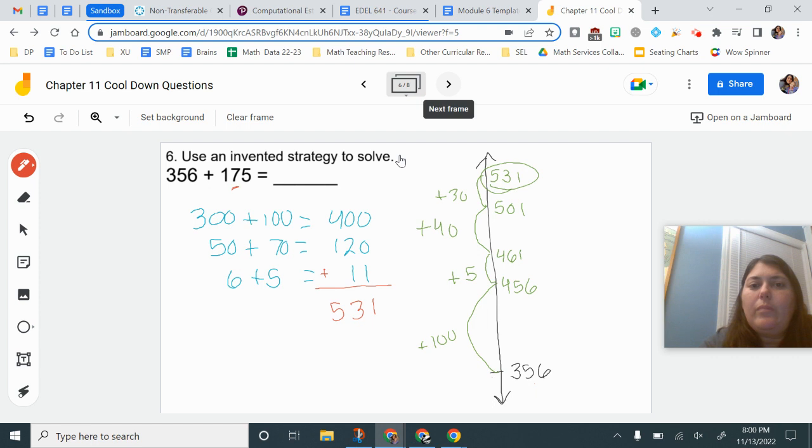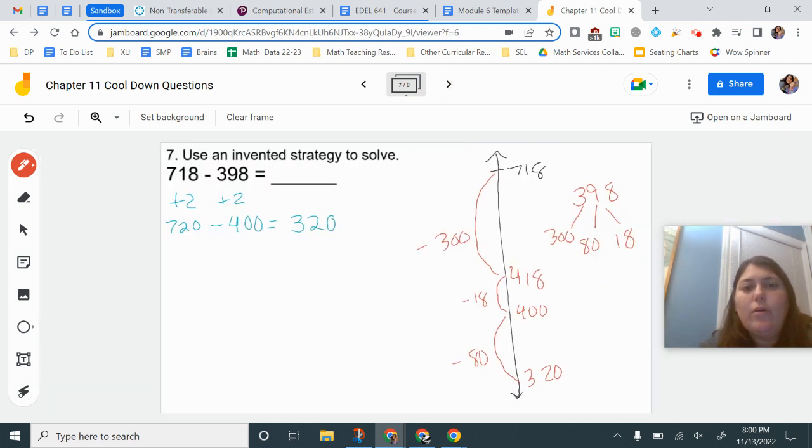And then finally, for problem number 7 here, I used 2 different invented strategies. I'm going to start with the number line one here. And again, I set up my number line in black. I put 718 at the top this time because I know I'm going down. Because I'm subtracting, I'm going to end up with something smaller. So this way I'm going down. My number is going to be less.